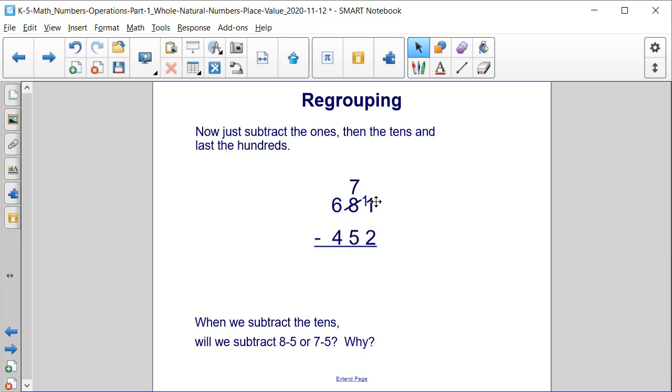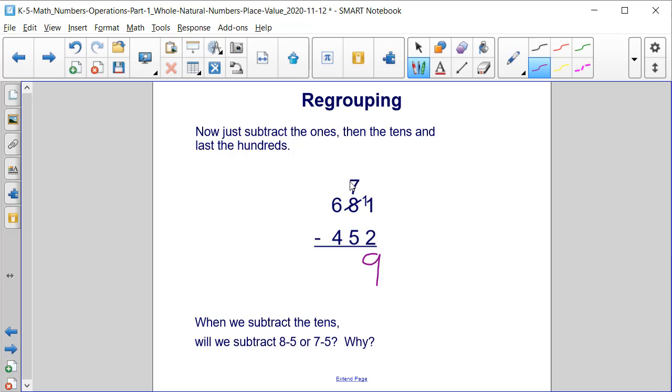And now we can subtract the ones, and then the tens, and then the hundreds. So we have 11 in the ones column now as the top number, and if we do 11 minus 2, we end up getting 9. And then we subtract the tens. Will we subtract 8 minus 5 or 7 minus 5?